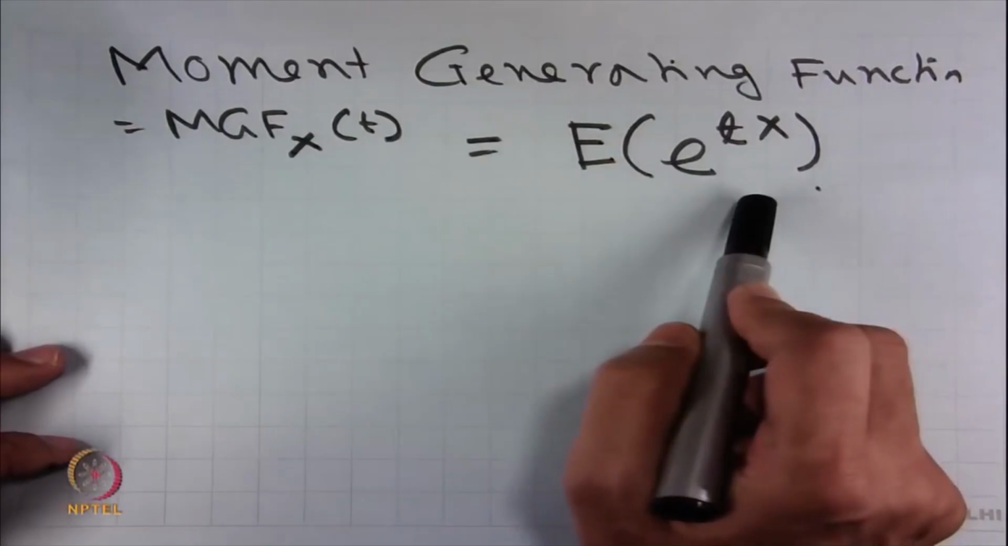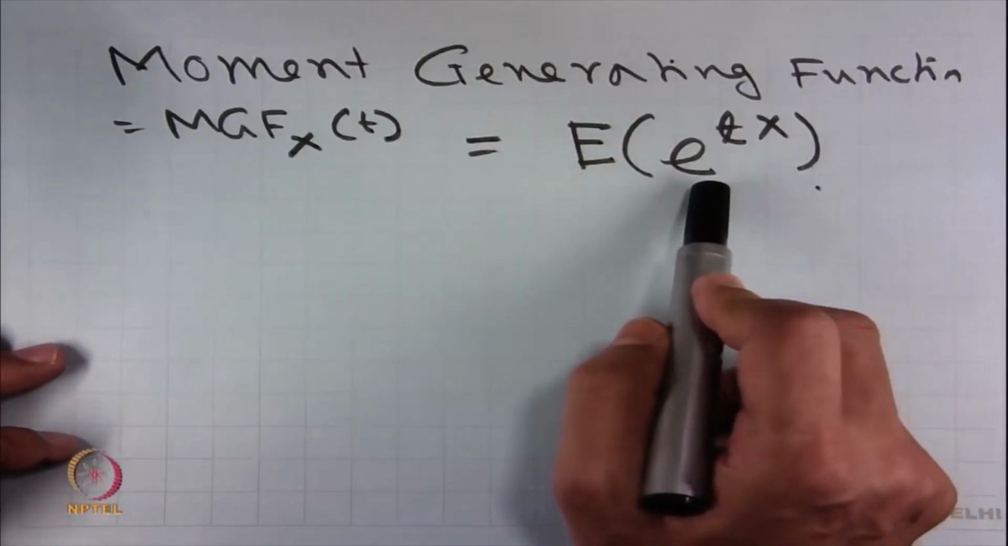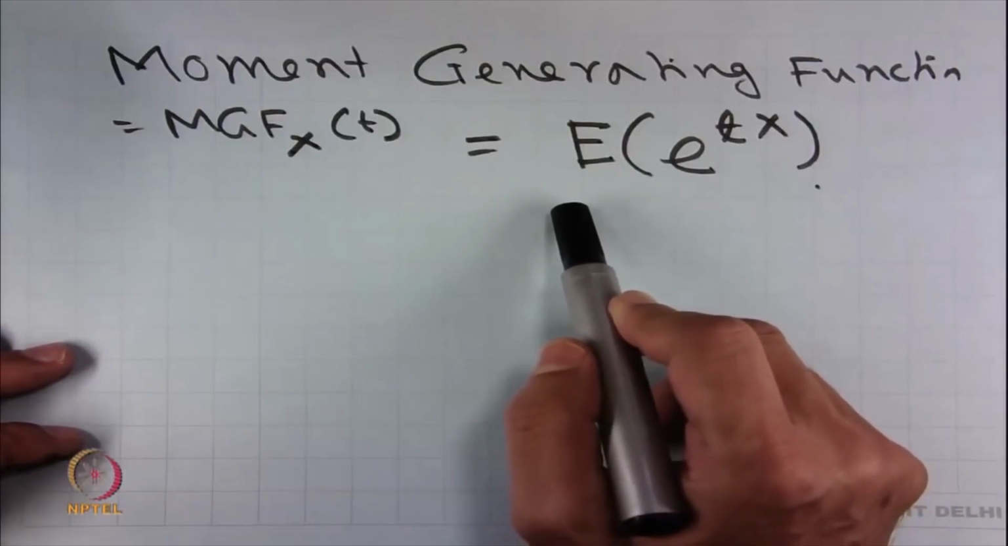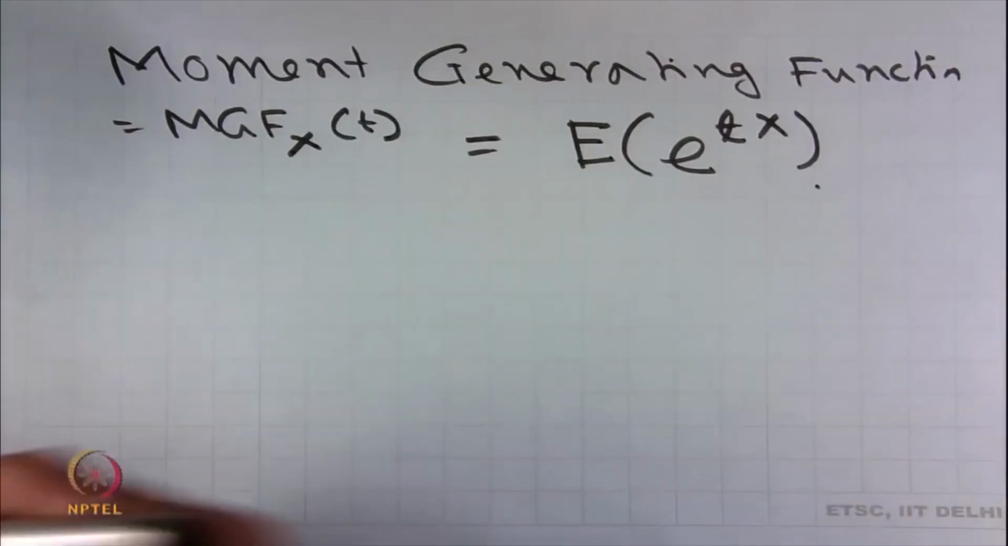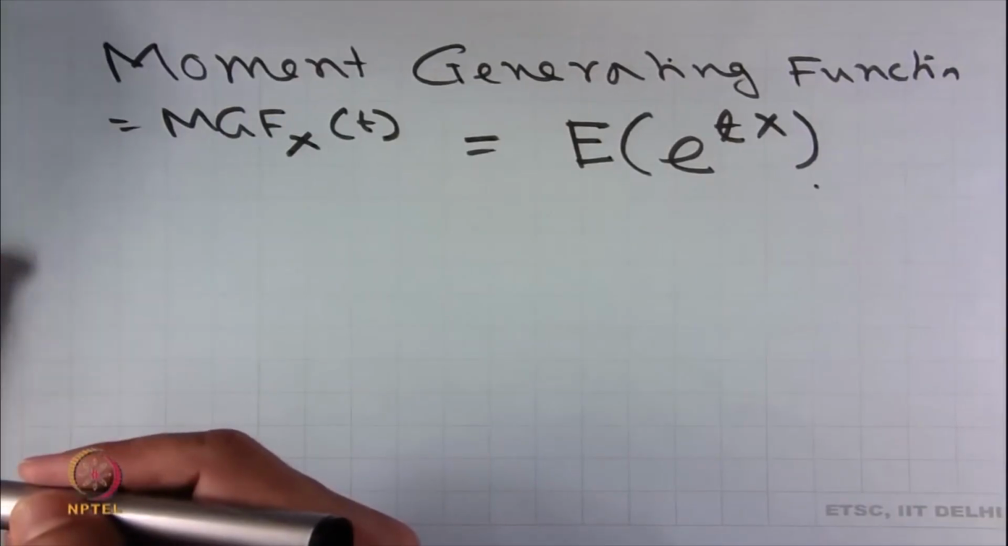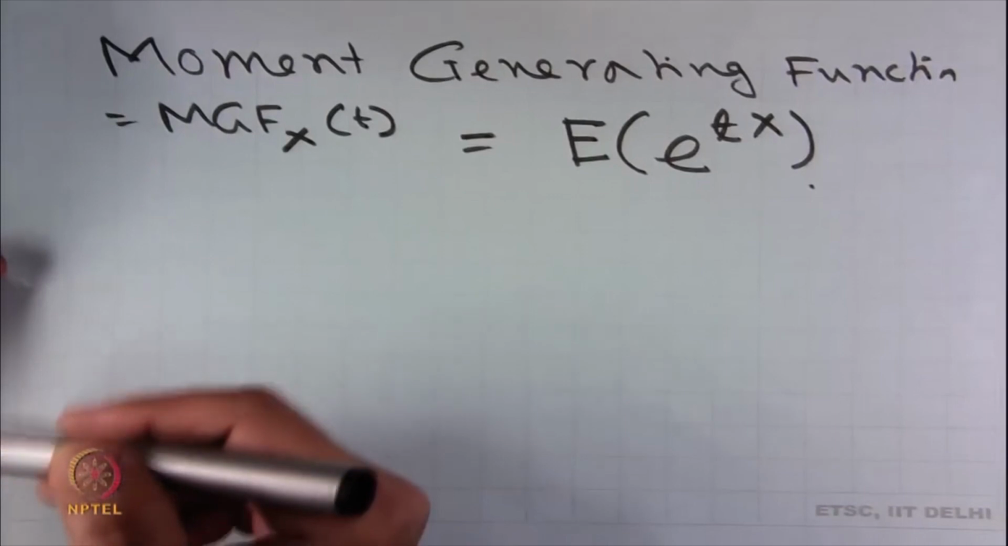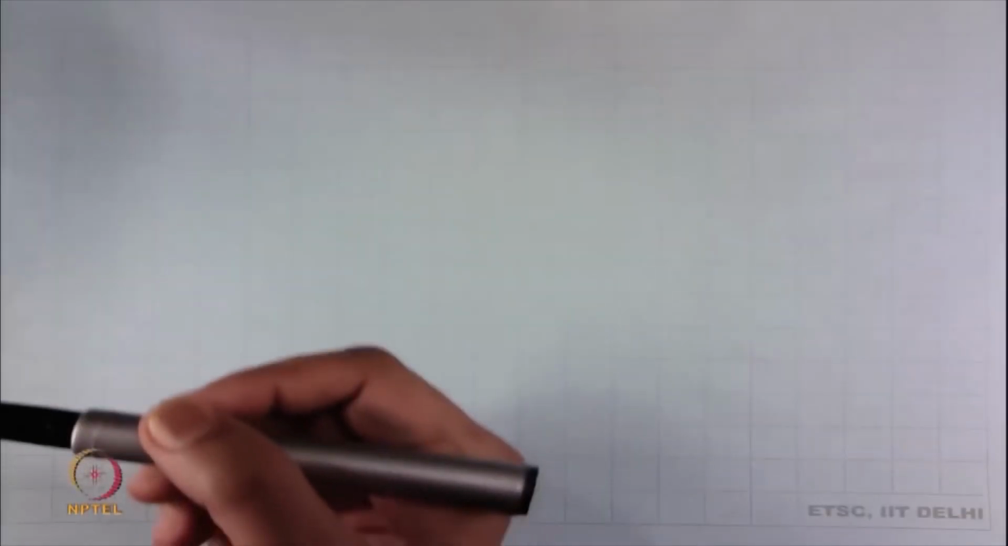This is called moment generating function because from here we can generate all the moments of the random variable. For example, first moment is expectation of x, second moment is expectation of x square, like that.